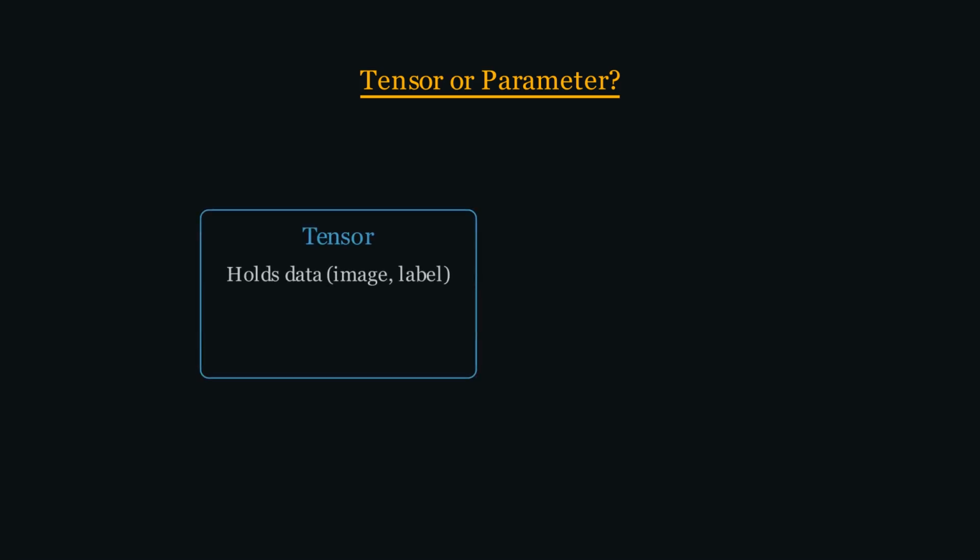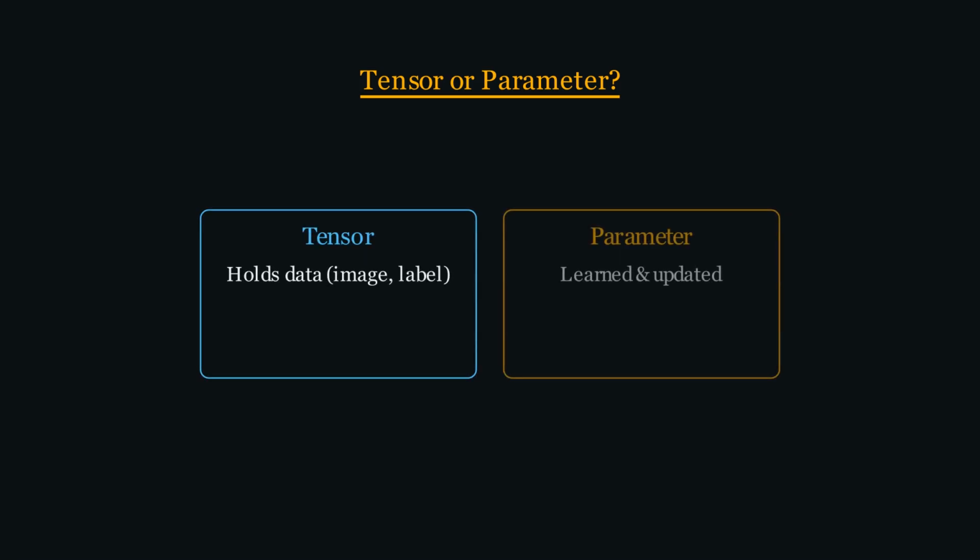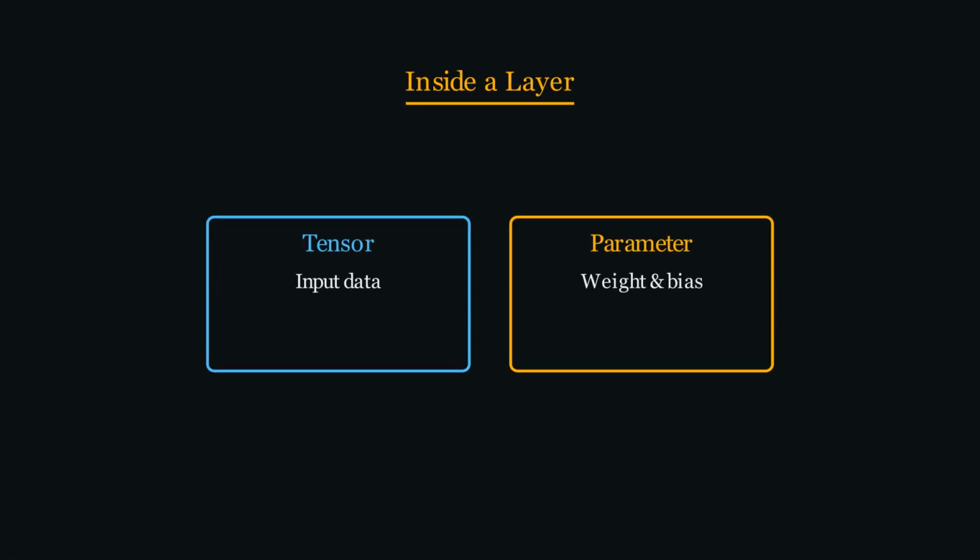Not every tensor plays the same role. An ordinary tensor just holds data, an image, a label, or an intermediate result. A trainable parameter is a special tensor that a model learns and updates during training, such as a weight or a bias. Inside a single layer, the weight matrix and the bias vector are both parameters. The data flowing through that layer is just a tensor. PyTorch tracks parameters separately so it knows exactly which numbers to adjust when learning happens.